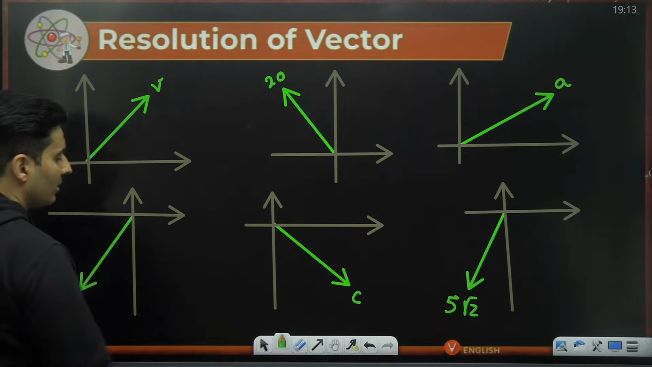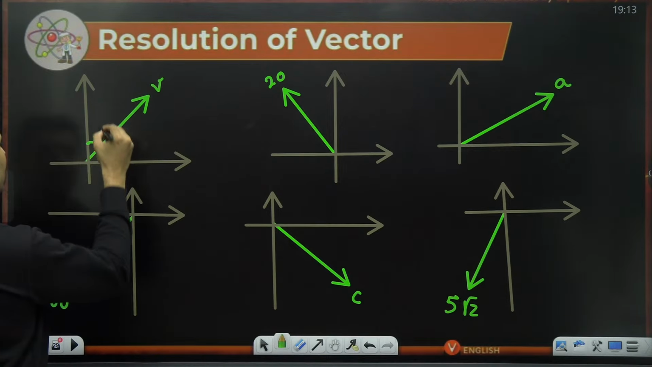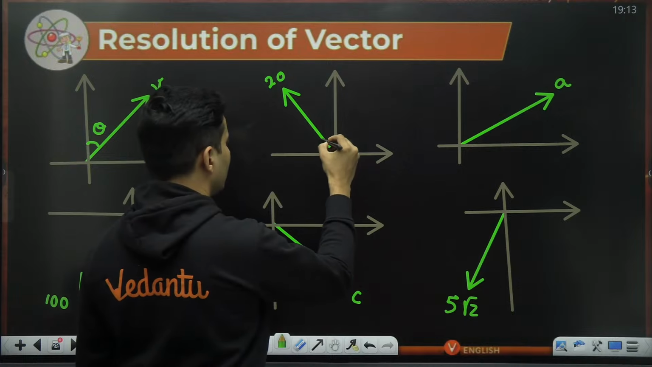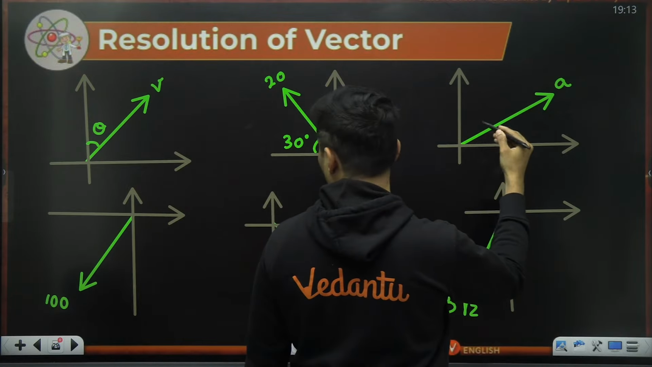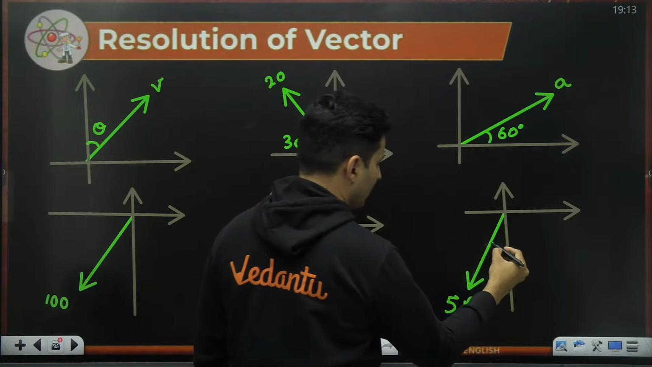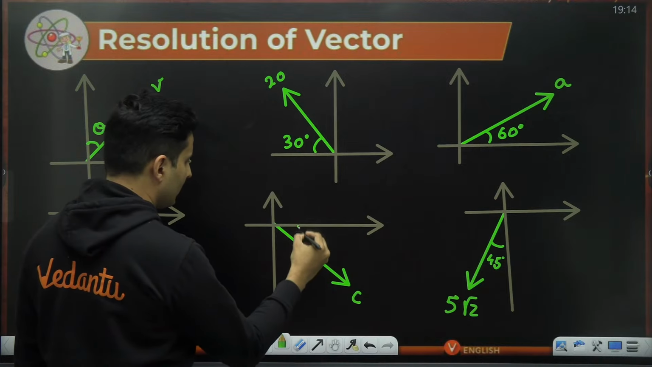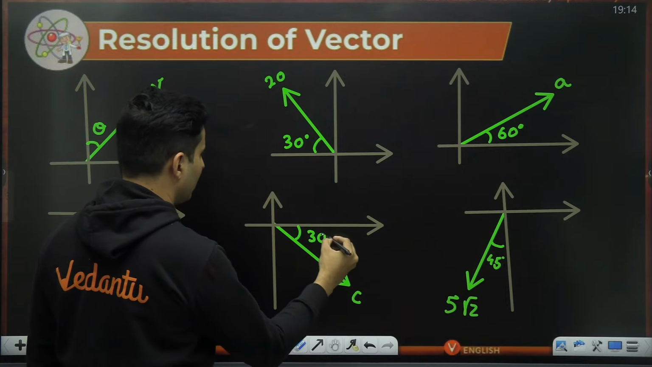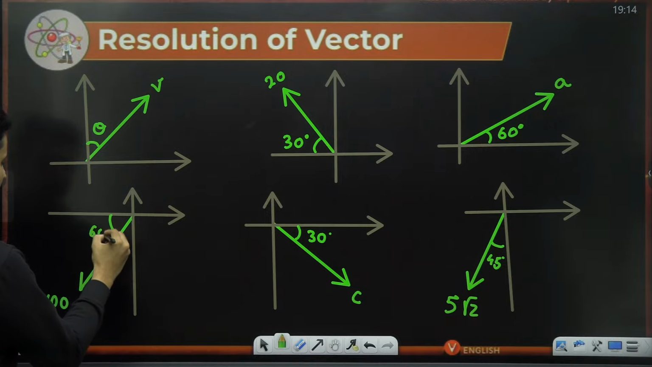Let me start marking those angles. Let's say this is basically theta. Let's say this is 30 degrees. This is 60 degrees. This is 45 degrees. This is 30 degrees. This is 60 degrees.